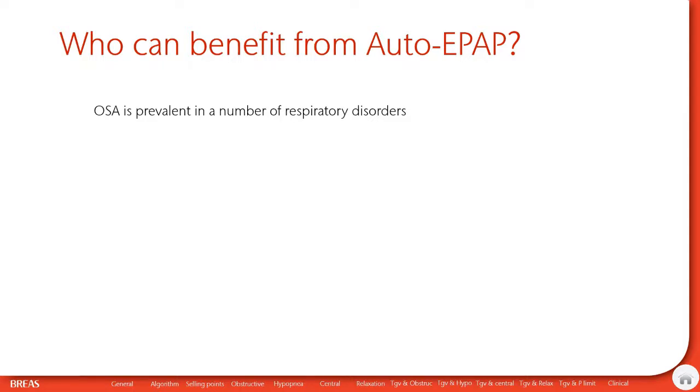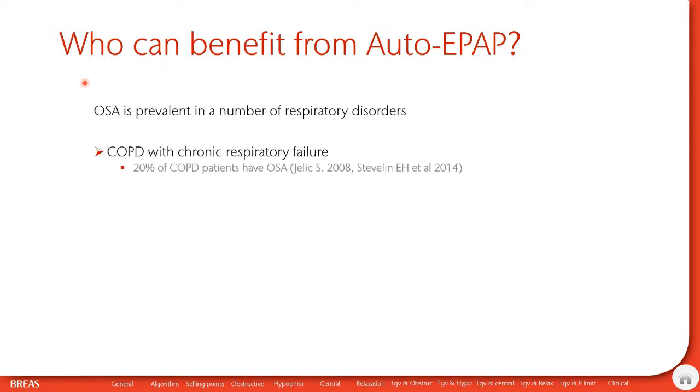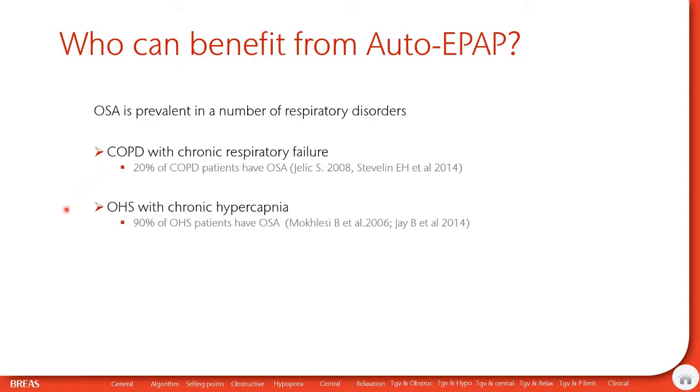Now, who can benefit from an Auto-EPAP? It's mainly those patients that also suffer from OSA, that have an obstructive component within their disease. COPD patients with chronic respiratory failure is a population where approximately 20% of them have so-called overlap syndrome, or a combination of COPD with OSA. The vast majority of patients suffering from obesity hypoventilation syndrome also suffer from OSA.